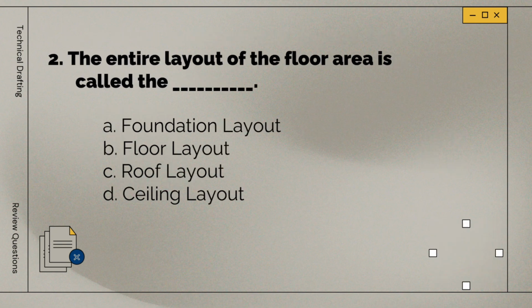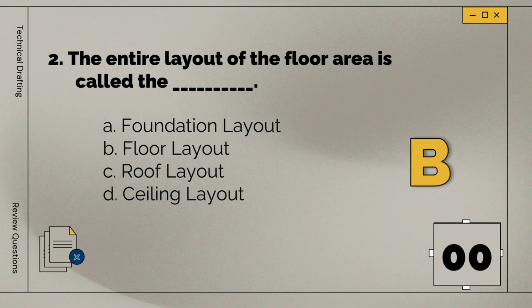Number 2. The entire layout of the floor area is called the blank. The correct answer is letter B, the floor layout.